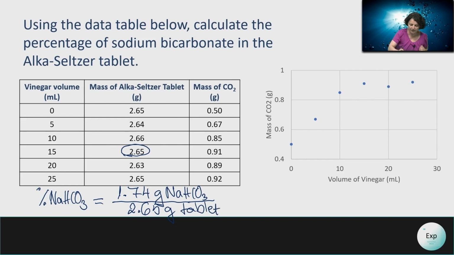This was our tablet. And because we're calculating percent composition, we multiply by 100%, giving us 65.6%, telling us that in this Alka-Seltzer tablet, we have 65.6% sodium bicarbonate. The additional components will be citric acid, aspirin, and whatever other inactive ingredients there are to ensure the same consistent Alka-Seltzer tablet.